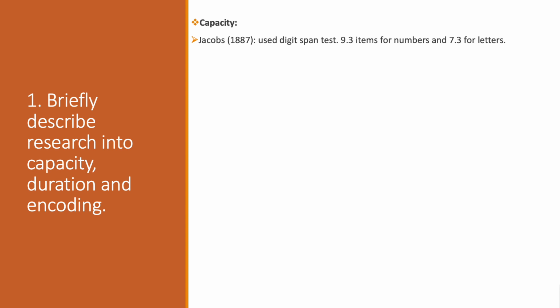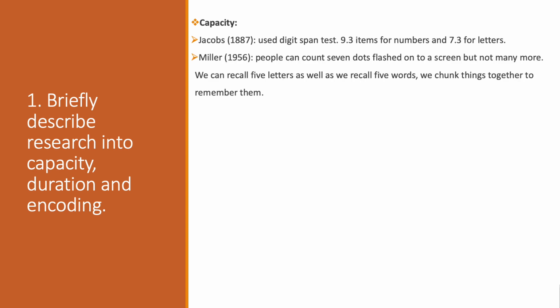You could have also talked about Miller. He is the one who came up with the magic number, 7 plus or minus 2. And that's how much information we can hold in our short-term memory. So he found that people can count 7 dots flashed onto a screen, but not many more than that. And we can recall 5 letters as well as we can recall 5 words. And the way we do this is we chunk things together to remember them. So if you remember, we spoke about our telephone numbers and how we remember them by chunking the digits together instead of remembering them as separate digits.